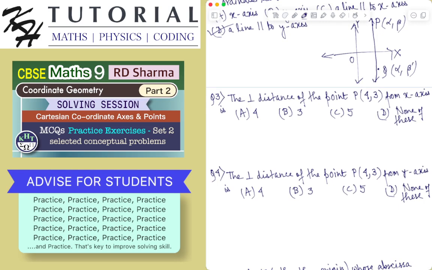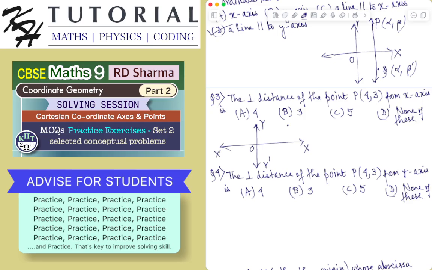Now let's say, what is the perpendicular distance given a point? What will be the perpendicular distance of the point from the x-axis and the y-axis? This concept has to be very clear. So this is the Cartesian coordinate axis, y, y dash, x. Let's say we have a point over here.